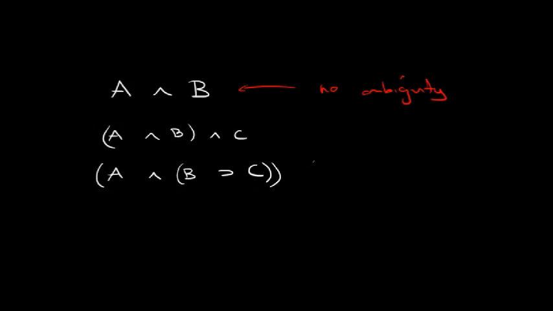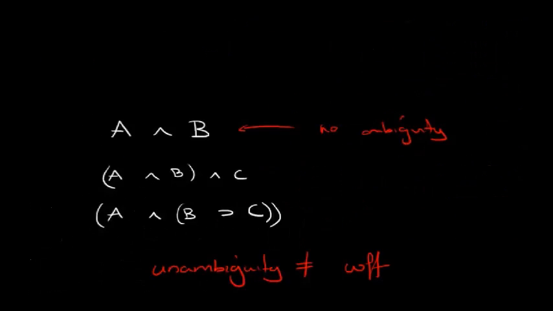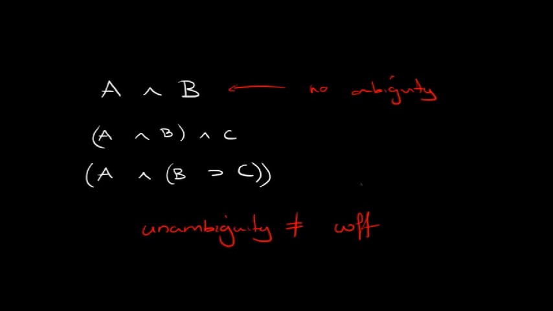But the fact that these aren't ambiguous doesn't mean that they're well formed. We should take note that unambiguity does not equal something's being a well formed formula. So, although the way that these rules are structured, the fact that we can only generate formulas with brackets around them and one operator, although that means that every well-formed formula is unambiguous, it doesn't mean that every unambiguous formula is well-formed.